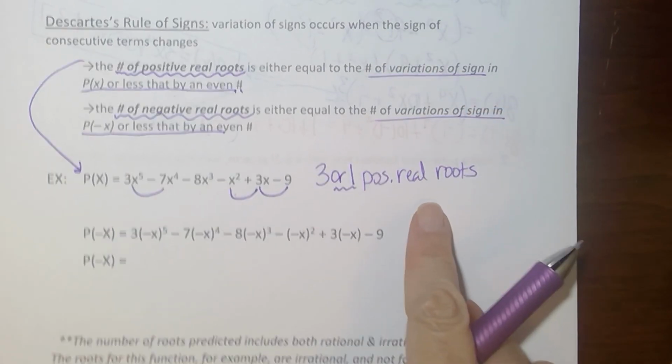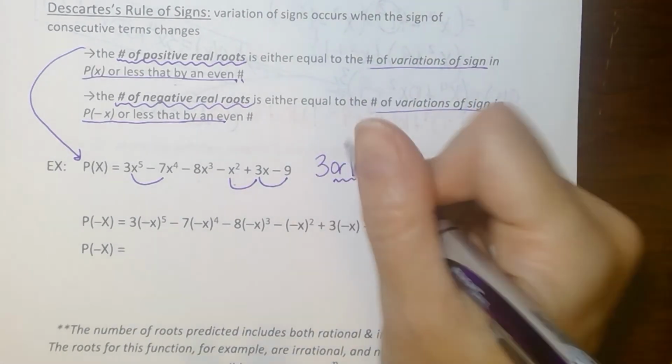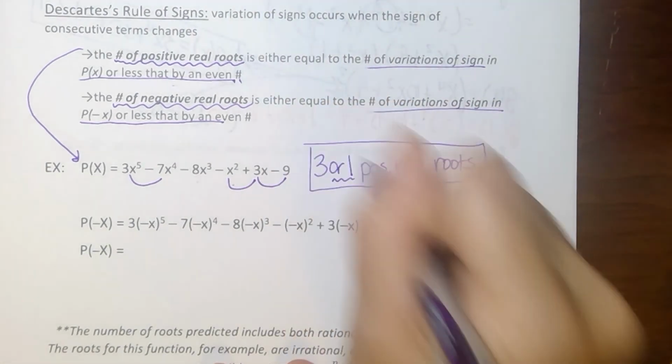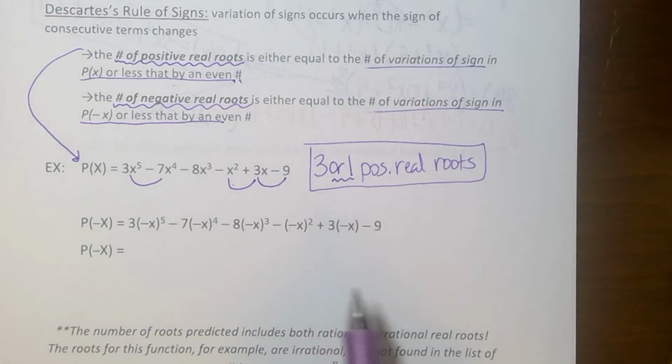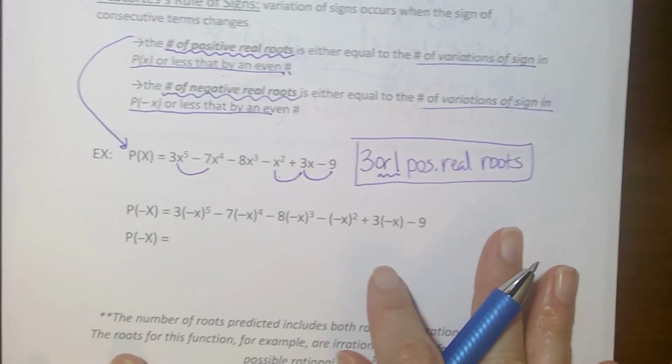3 or 1 positive real roots. Those positive real roots could be rational or irrational, but they won't be imaginary. If they're rational, they show up in my list of possibilities p over q. Then I have the number of negative real roots.